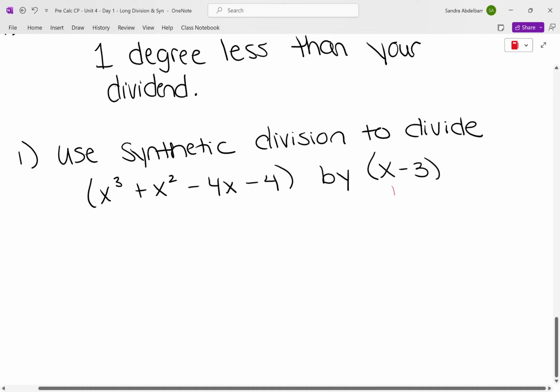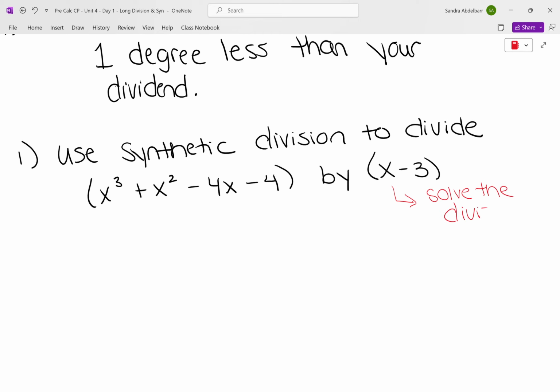Now what I want you to do is go to the divisor and solve the divisor for x. Set it equal to 0 and solve for x. So I'm going to take x minus 3 and set it equal to 0. So what is that? x will equal 3.